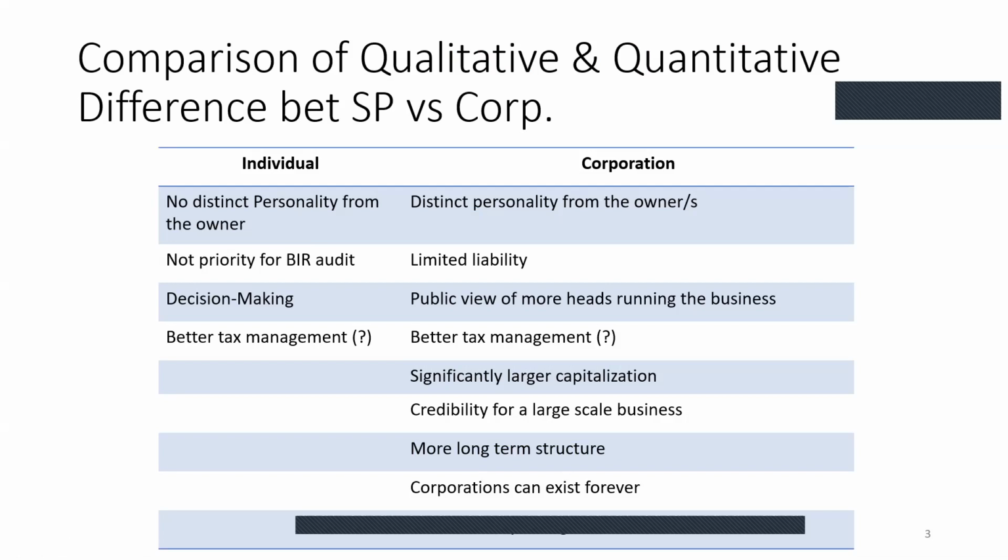no distinct personality from that of the owner because the individual is already the business itself, okay? And then for a corporation, there is a distinct personality from the owner or owners, okay? So there can be one owner of a corporation, two, etc. So we will discuss that later on. And then not priority for BIR audit.